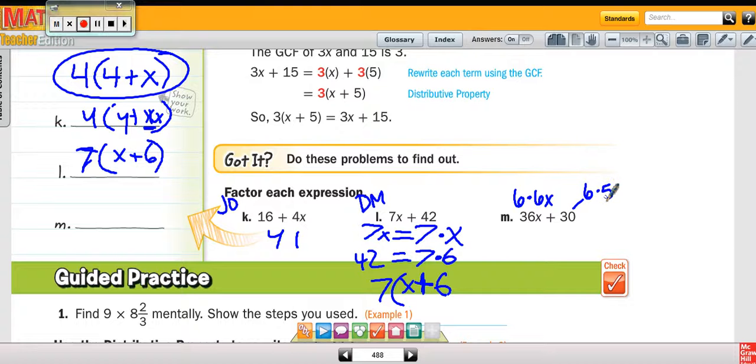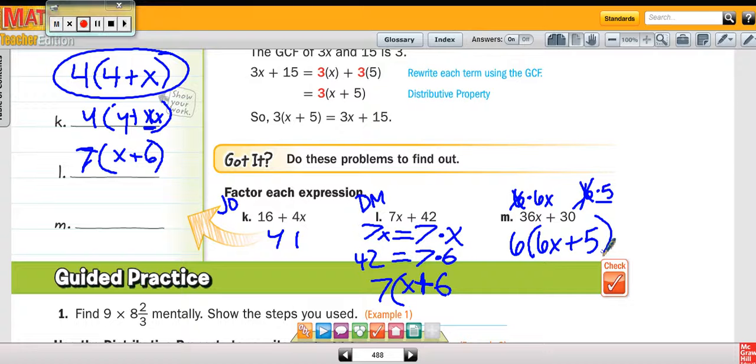And this one here would be 6 times what makes 30? 5. Okay? So what's the common factor was the 6, right? We remove the 6. We get rid of the 6 in both situations. What's left over here? 6x plus, what's left over here? Plus 5. If I distribute it out, what's 6 times 6x? 36x. What's 6 times 5? 30. Do we get what we started with? Yes. So we'd be good.